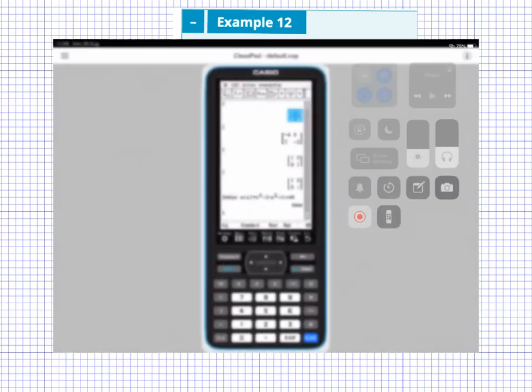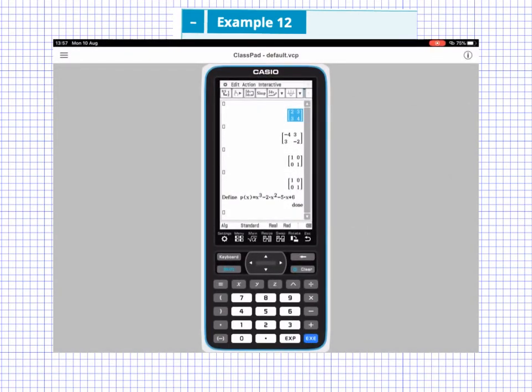I'm just going to show you how to do the remainder theorem on your Casio. So the first thing I've done is define my polynomial, just going interactive, define, and then typing in what I needed to.